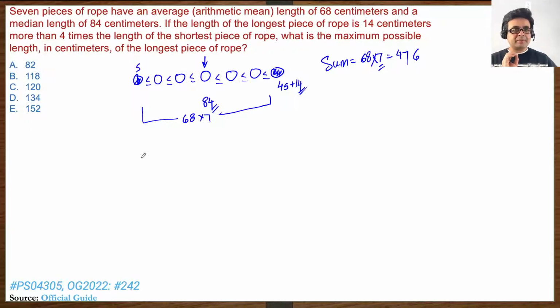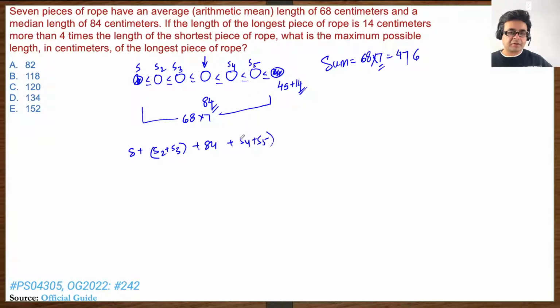Now we are going to start applying some of the maximizing and minimizing strategy. By doing this, let's call this S2, this S3, this S4, and this S5. Fine. All right. So we know the sum is given to us. I am going to combine these two here: plus 84 plus S4 plus S5, and plus the maximum value, which is 4s plus 14, equals 68 multiplied by 7. Note that I haven't changed it, right?